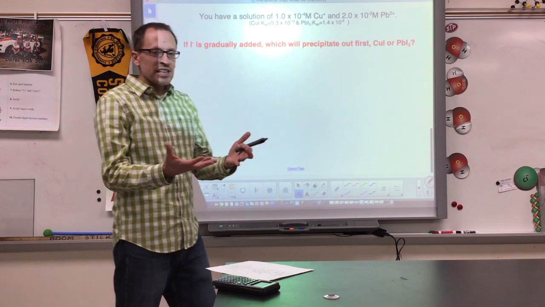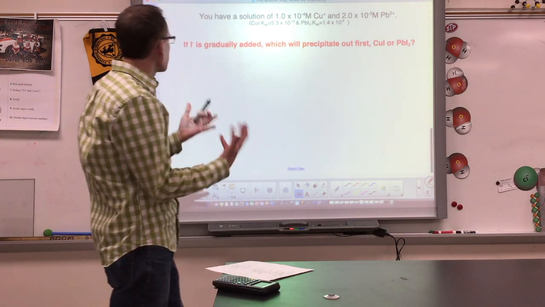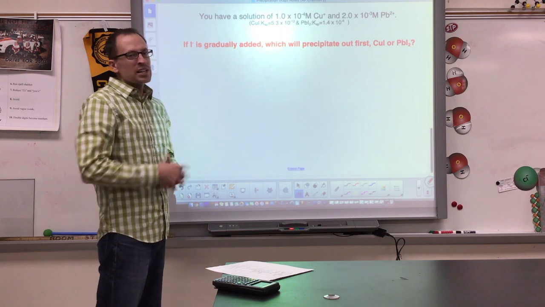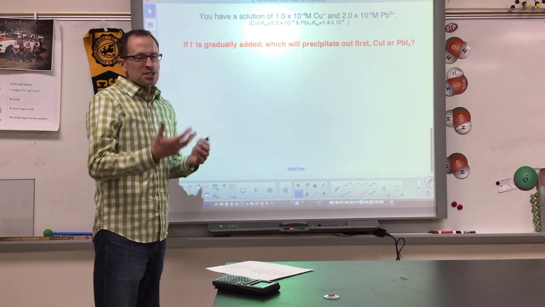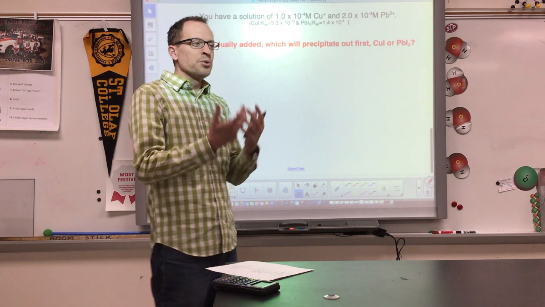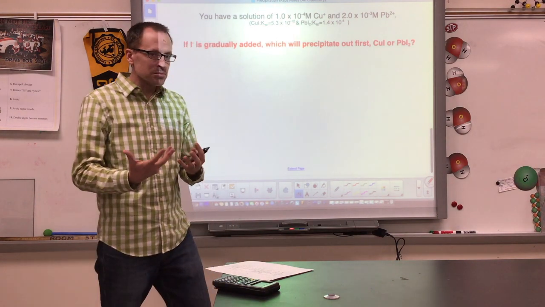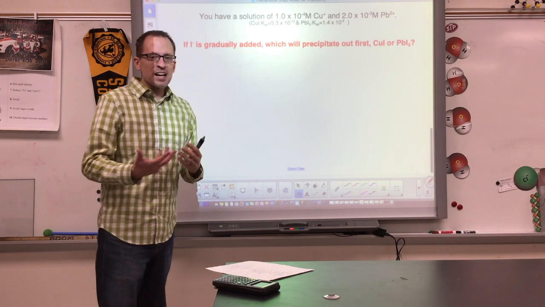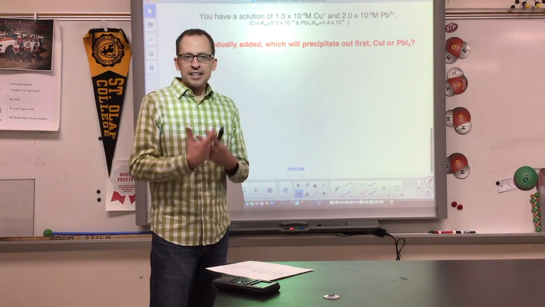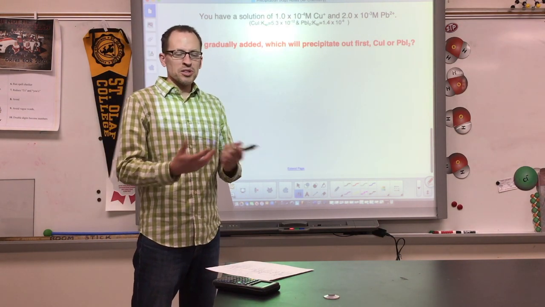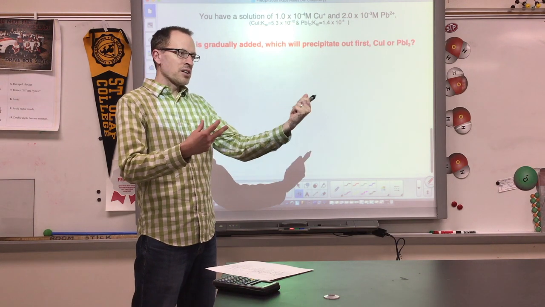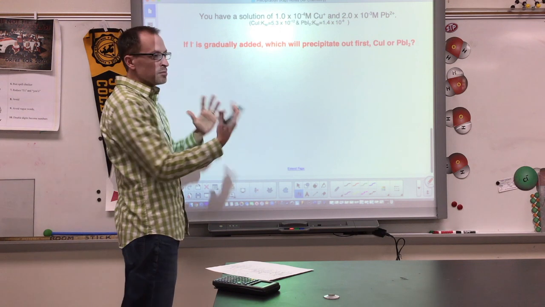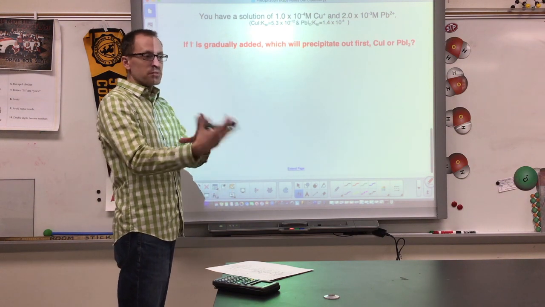And if they were all sitting in there, and I gradually added I minus, so I slowly add I minus. CuI and PbI2 are both not very soluble, so they're going to precipitate pretty quickly. And how do we get an I minus? Well, we could be adding NaI, KI, something else that's soluble, so that alkali metal is going to break off, and then I have that I. So it's basically a double replacement reaction, and you're going to be making a precipitate.